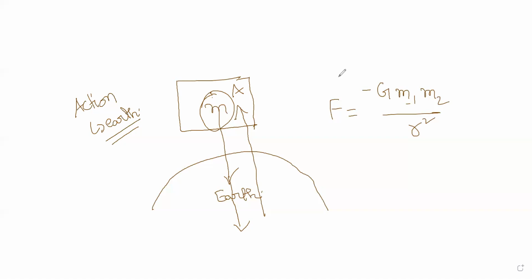Clear? And now if I say the mass is attracting the earth towards it, that is on B. That is the earth. Earth is being attracted by this mass. This is very difficult to get convinced, but this is true.